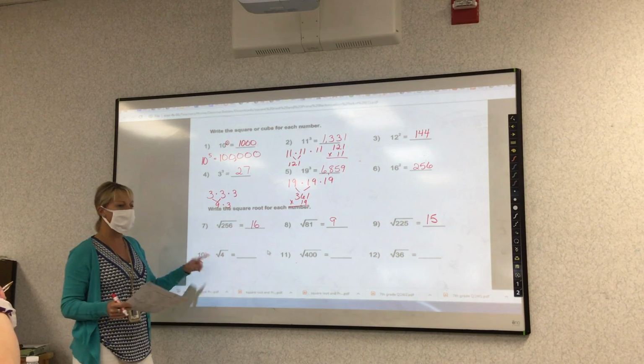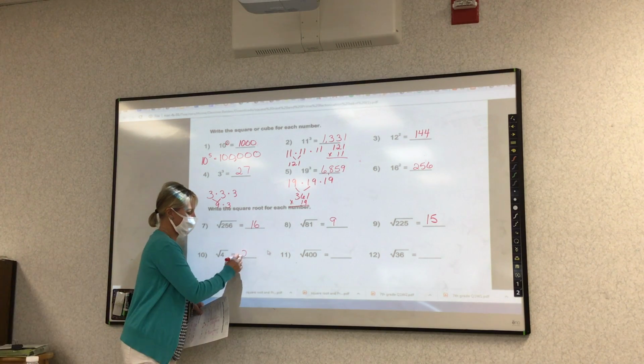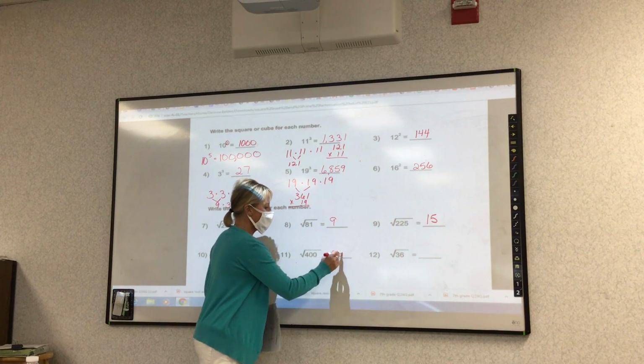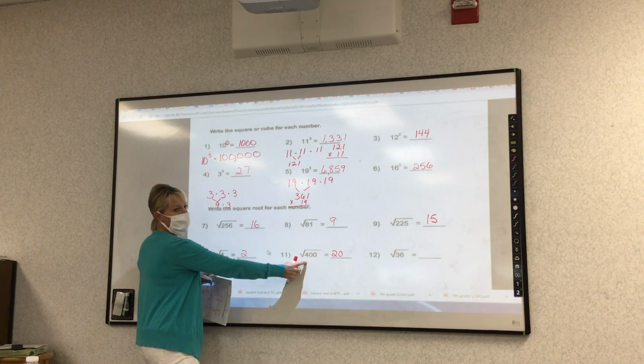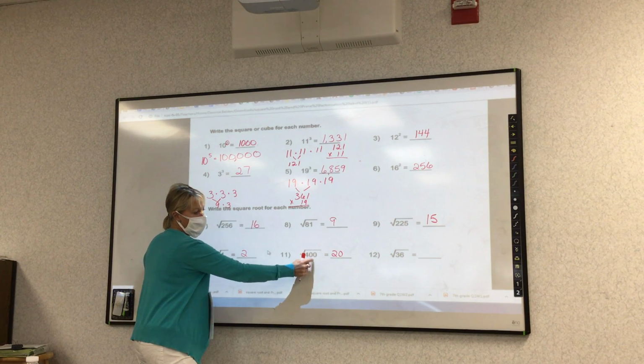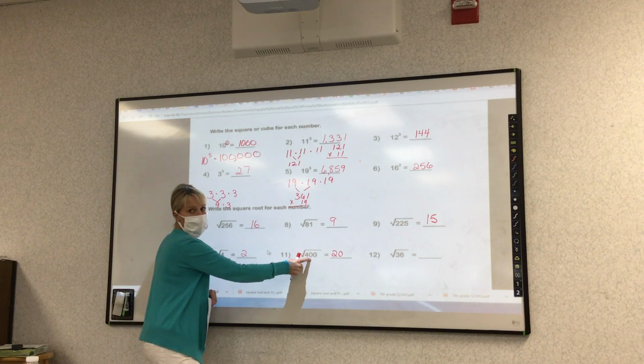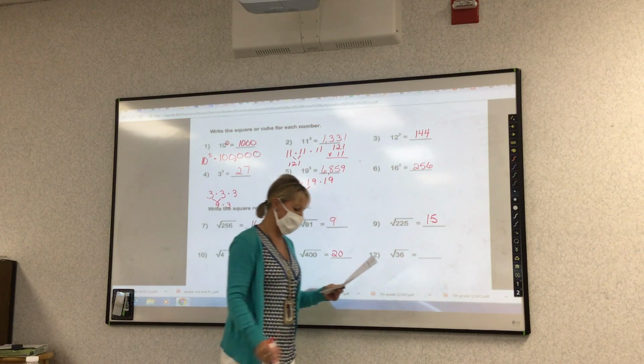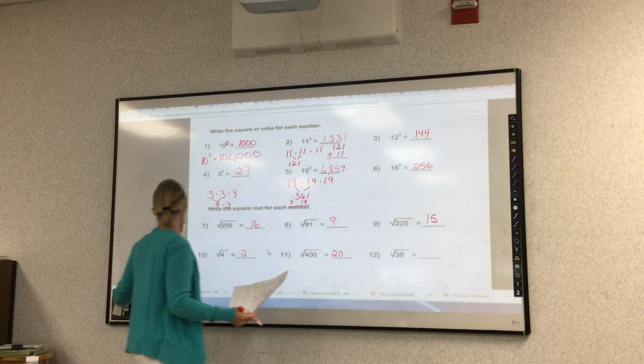Square root of 4 is? 2. I gave you the answer. Square root of 400 is? 20. What's the difference between these two? The only difference is this has zeros. So you add a 0. Square root of 36 is? 6.